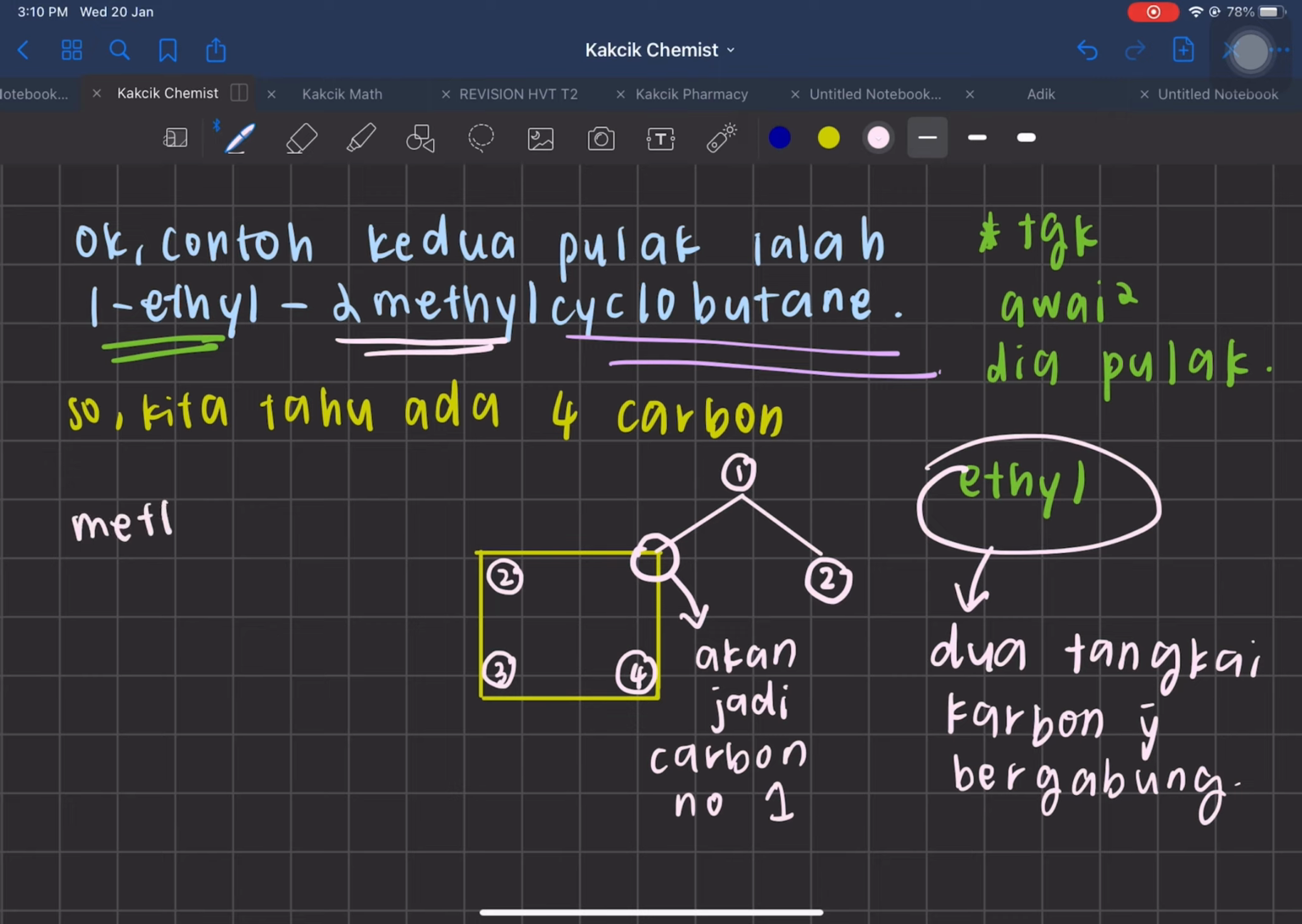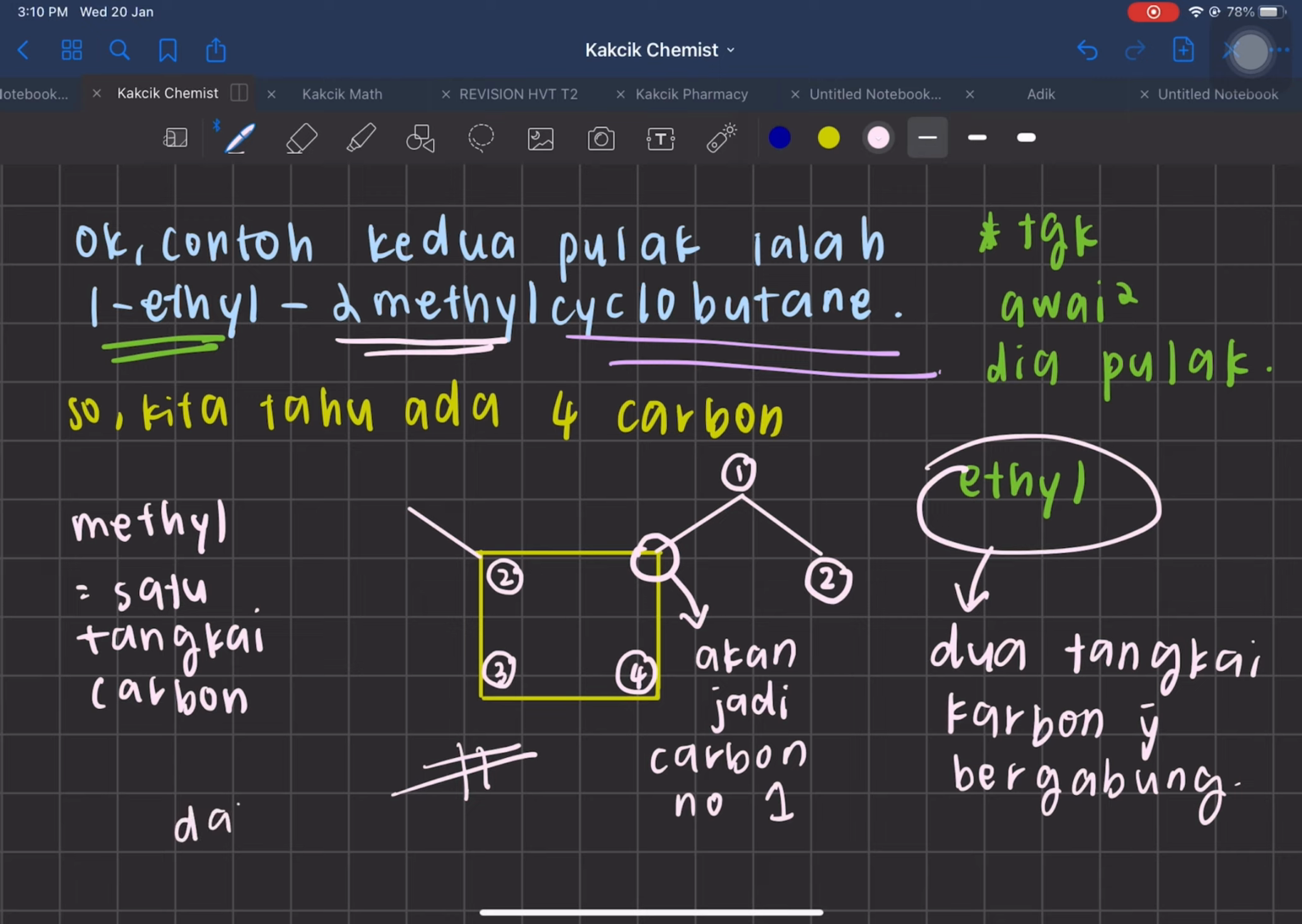So dekat number 2 pula, kenapa dia macam ni lah, tersilap tulis ni. 2 metil dekat carbon number 2 pula. Carbon number 2 sebelah dia. So carbon number 2 ada metil je, ada satu tangkai. So tetap satu je lah, satu carbon. Dah siap.